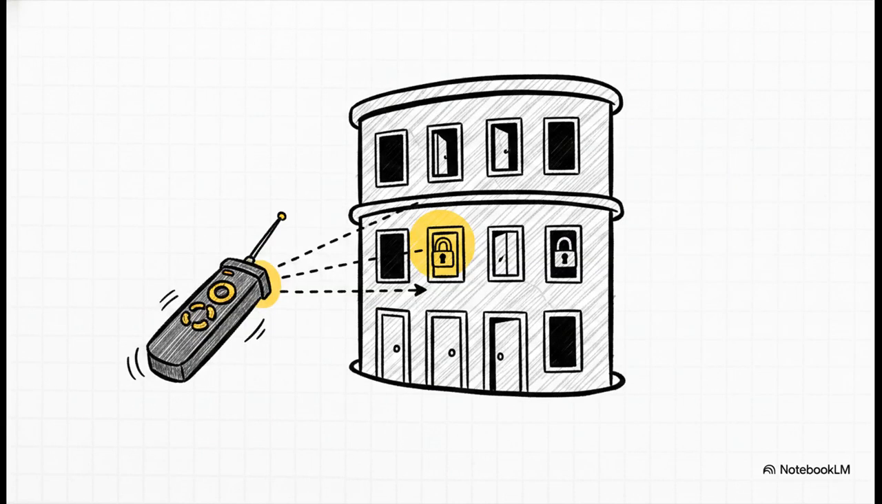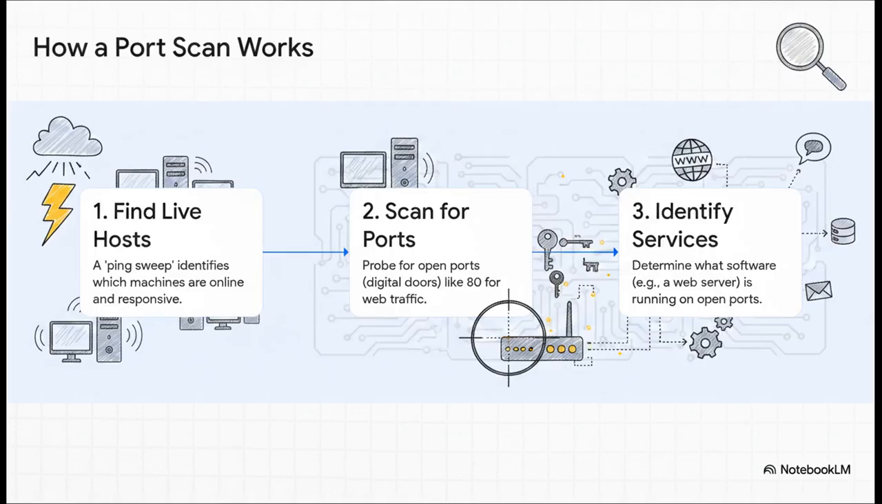The main tool for this job is something called a port scanner, and the most famous one by far is Nmap. The easiest way to think of it is like a tool that goes around a digital building and systematically checks every single door and window to see which ones are open, closed, or locked. The whole process is really methodical.